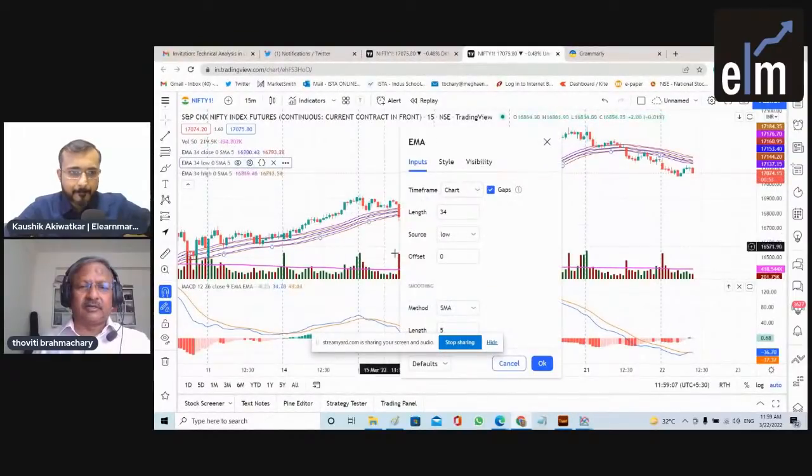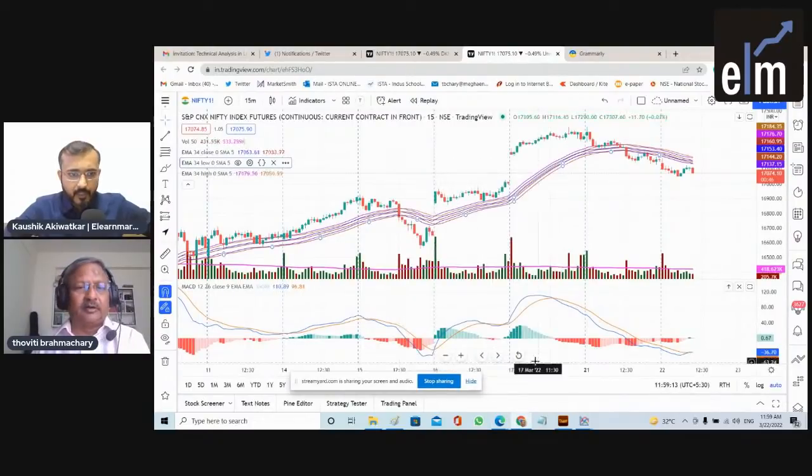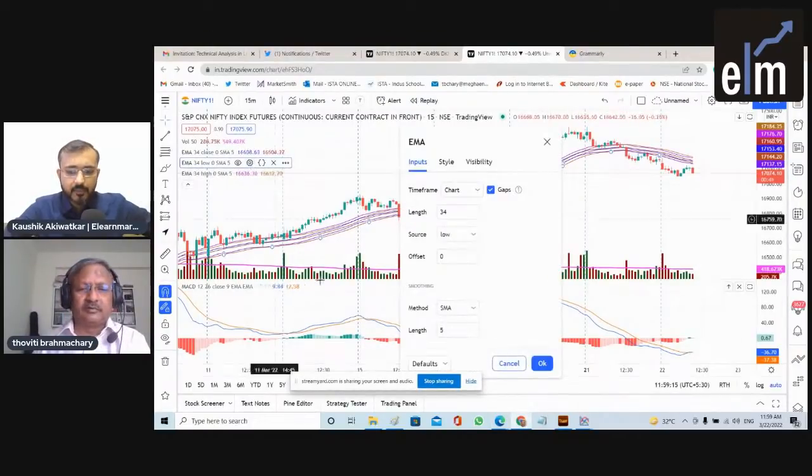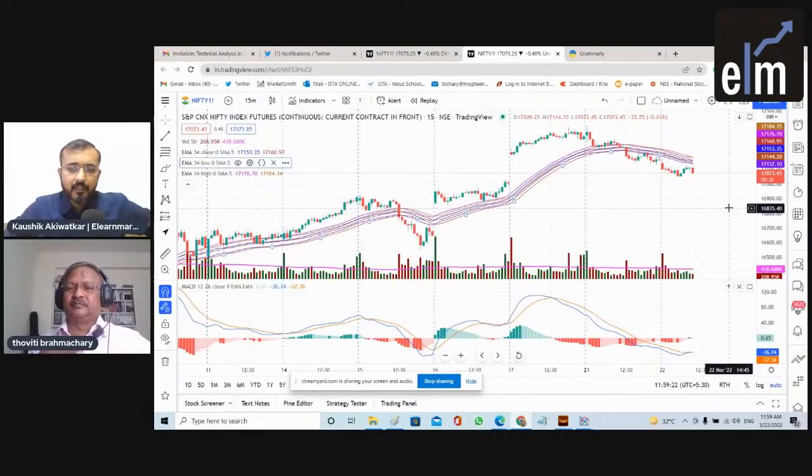What TradingView has given here is these smoothening periods, but that is not useful now. Forget them. So remove those smoothening periods. That's all.